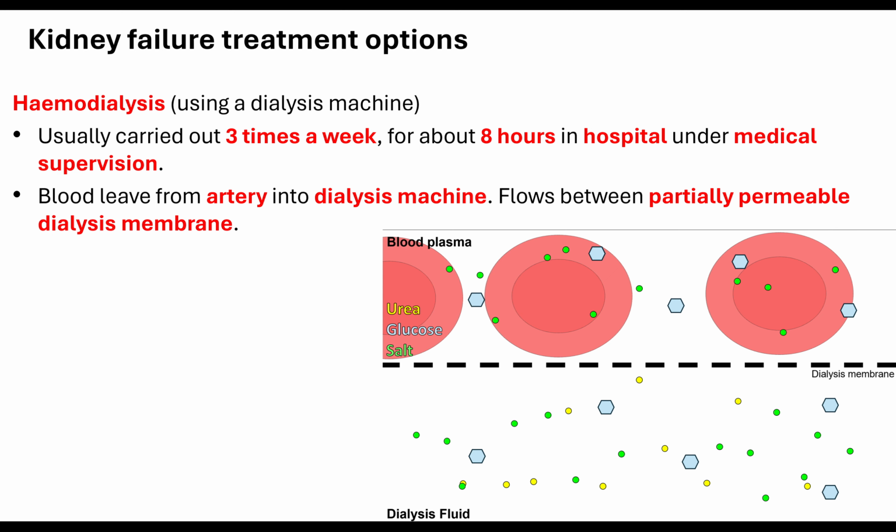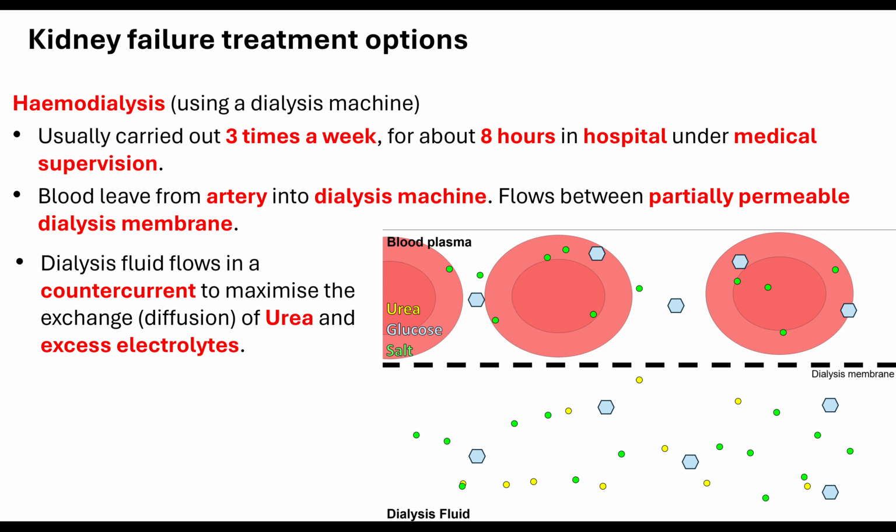The reason being is the blood needs to leave from an artery. So the person needs to have a needle and a tube injected into their artery so that the blood can leave. The blood then goes through the dialysis machine, and that means that it's going to flow between a partially permeable dialysis membrane. Now, this dialysis membrane is partially permeable to filter these substances, allow the small molecules through that need to be filtered.